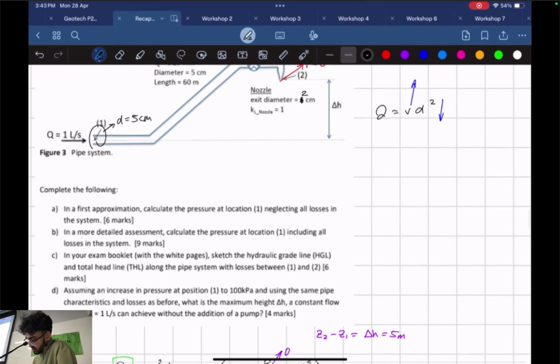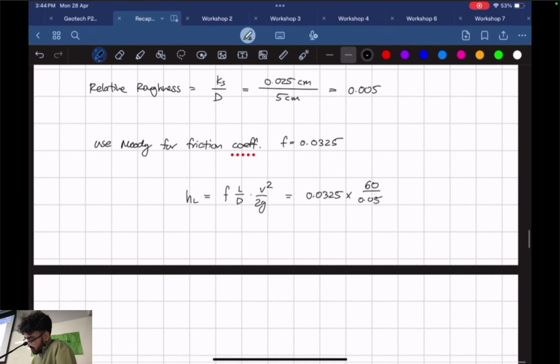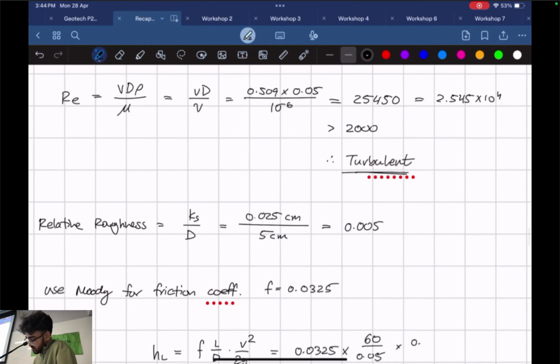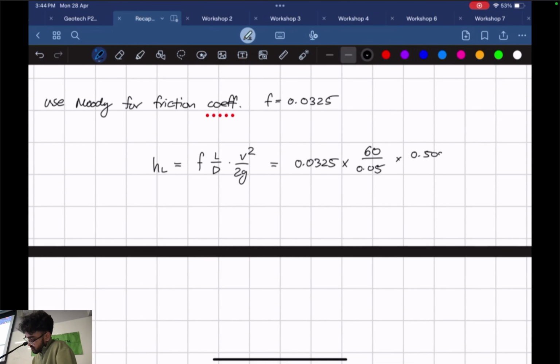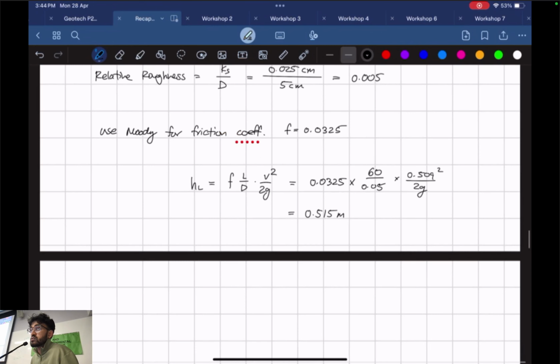Is it 60? Yeah, that was 60. Which you get to be 0.515. Yes. So that's our frictional head loss. Okay? Any questions?